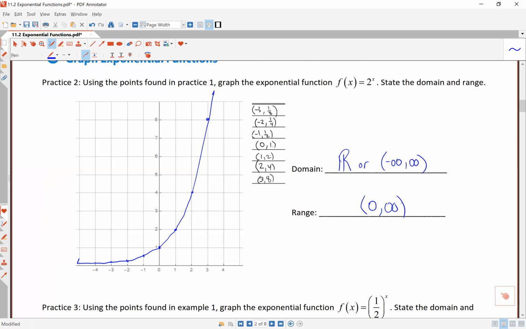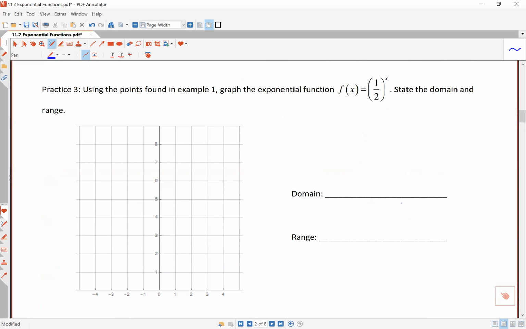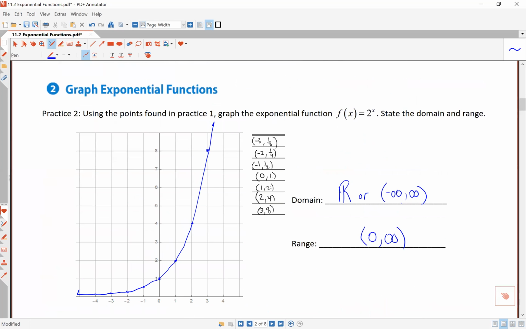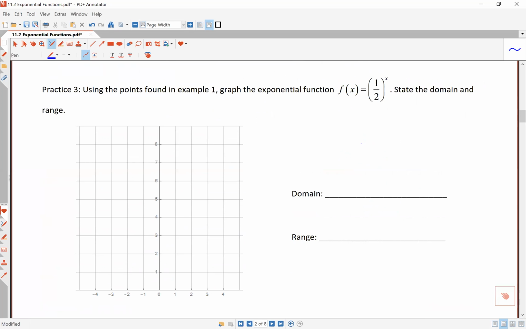Practice 3. I encourage you to press pause on your video and work this one out. Try to find the difference between the two graphs in practice 2 and practice 3. Press pause on your video and come back when you're ready to see the solution. Now that you've had your chance to work this out, I'll work this out with you.